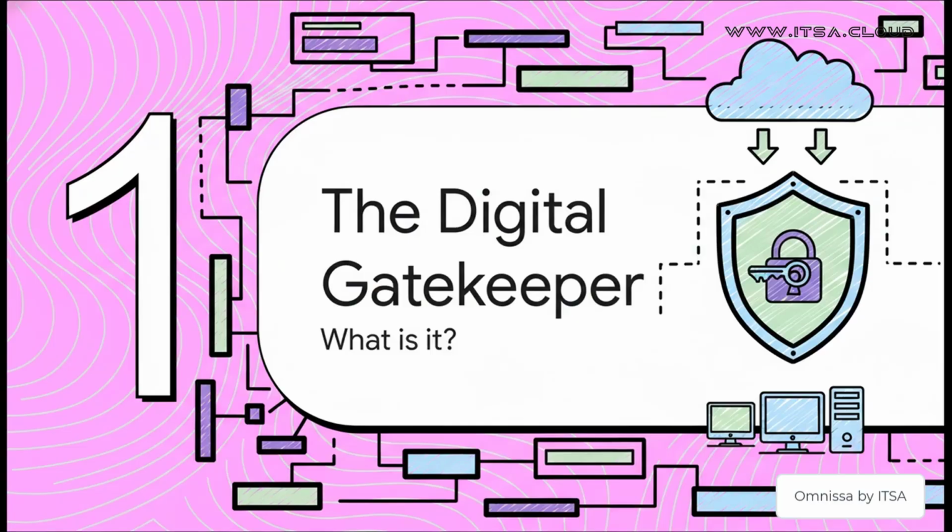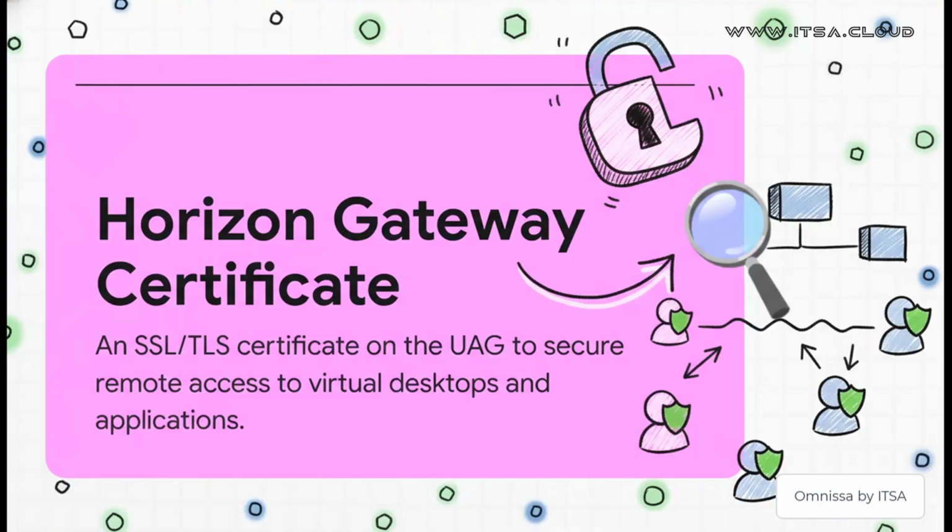So, what exactly is this Horizon Gateway Certificate we're talking about? At the end of the day, it's pretty much the foundation of your entire remote access security strategy. On a technical level, it's an SSL/TLS certificate. You've seen this tech everywhere, right? It's the standard for keeping internet connections secure. This specific certificate gets installed on your Unified Access Gateway, the UAG. And that UAG is basically the security guard sitting right at the edge of your network. So its main job is simple but critical. Verify and secure every single person trying to get to your virtual desktops and applications.